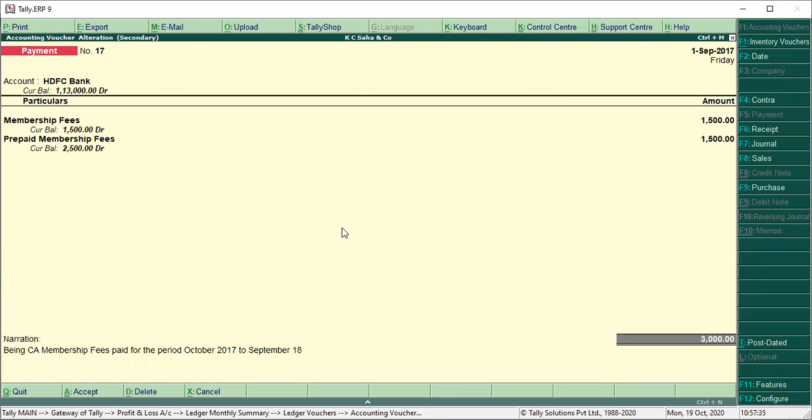Clear हुआ आप लोगों को ये membership fees का point? Everyone is clear with this point? So we'll continue in the next lecture.